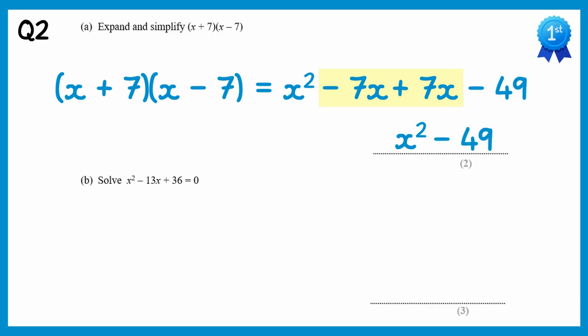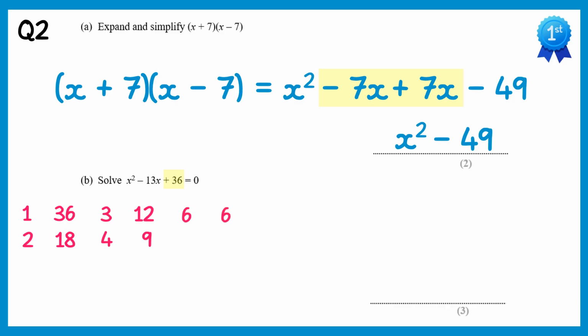For the second part of this question, we're going to solve a quadratic equation. If we look at this final term here and consider factor pairs, we can factorize this quadratic. So what numbers multiply to give you 36? Well, we've got 1 and 36, 2 and 18, 3 and 12, 4 and 9, and 6 and 6.